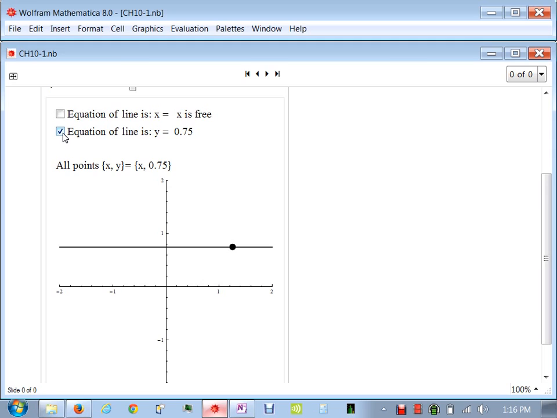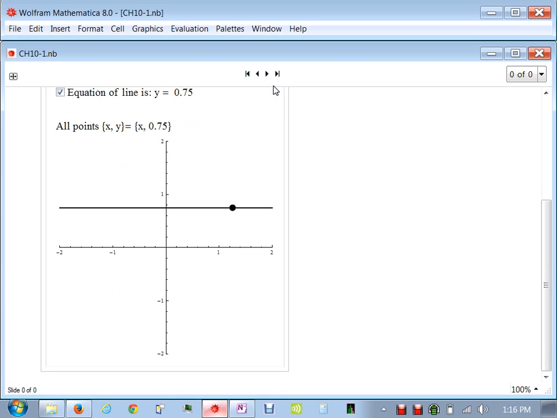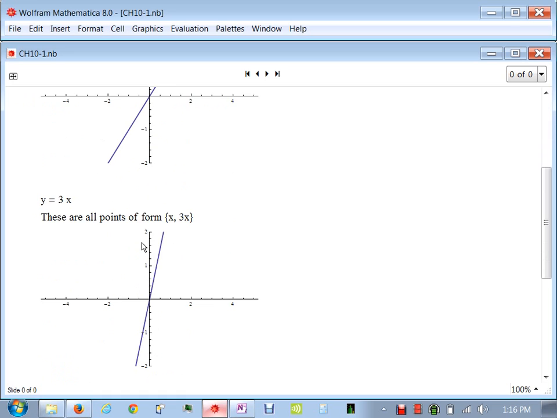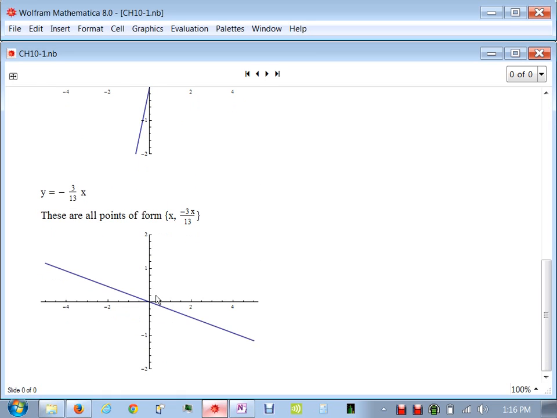All right. So whenever we're in R2, y equals a constant, our x is free. You see how it says it up there? Now, there are some other important lines in R2 that we're all familiar with. Y equals x, that's the identity. Whatever your x is, your y is. All those points that satisfy that equation make this line. Here's 3x. Here's an example of a line with a negative slope to it. So we should be familiar with all of these.